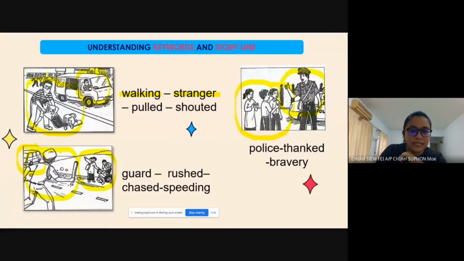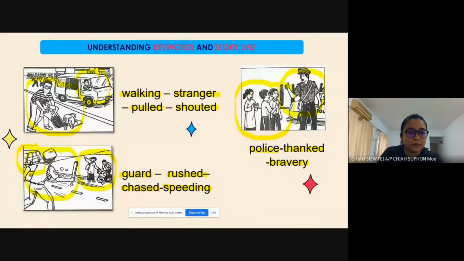So this one relates to the picture. This person is the person that we do not know, so this person is the stranger. Another action is acted out here, pulled, and then we have shouted. In the next picture we have guard, and other actions: rushed, chased, and speeding. Later on when you draft your story, we have to find out who are all the persons doing all these verbs or actions just now. And the last one we have police, tank, bravery.